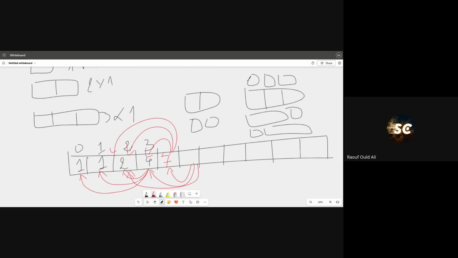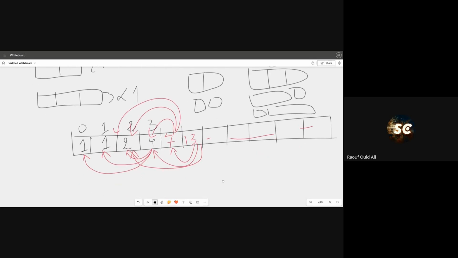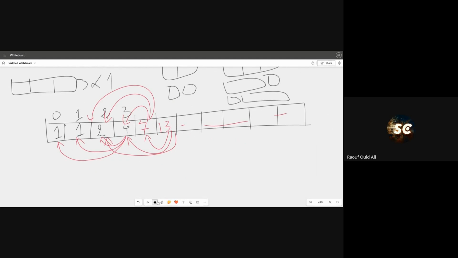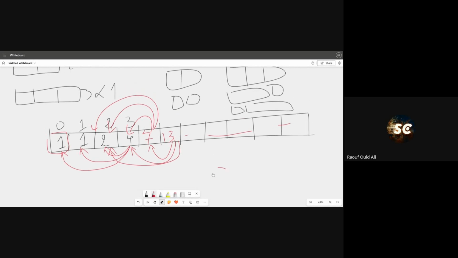Here we will have 13, and so on, okay? Now if you look at the graph, such that the nodes are the elements of the array, and there is an edge going from dpi to dpj if dpj is used in the computation of dpi, like the edges we have here.